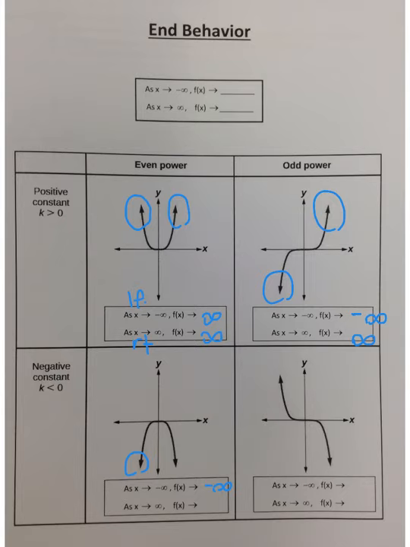This one says as x goes to positive infinity. So that's the right-hand side of the graph. Okay, so that would be this one right here. And do you see that the y value is doing the same thing on this side as the other side? So that would be negative infinity as well.